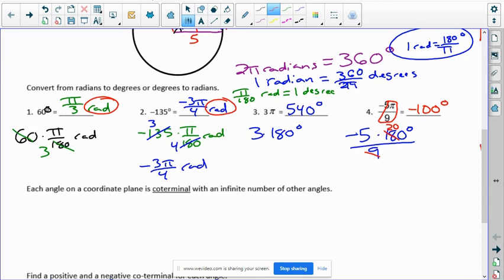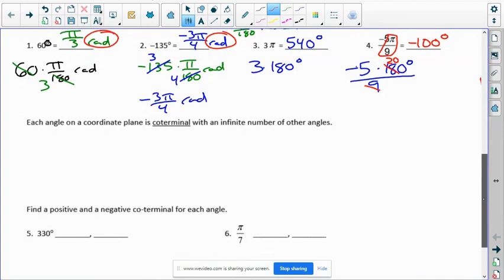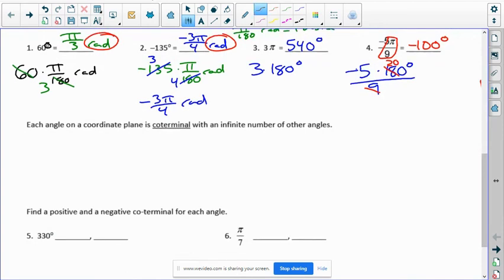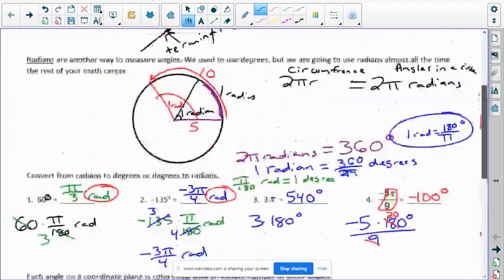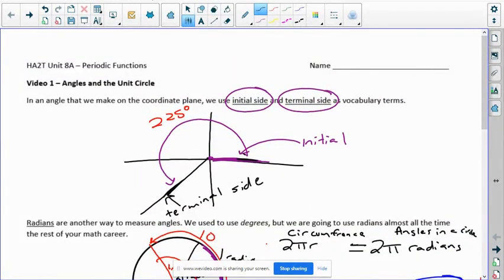Now down here we said each angle on a coordinate plane is coterminal. Coterminal means ending together, or ending at the same place. If we look up here, this angle of 225 had an initial side at the x-axis and a terminal side being right here. Well, there's a lot of angles that end there.